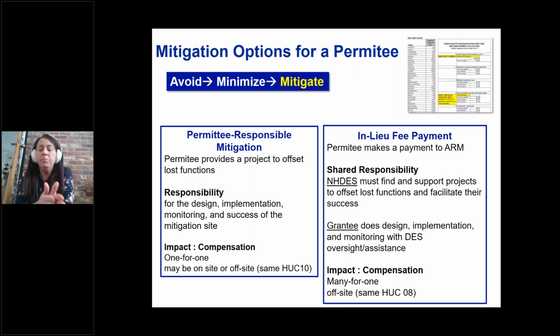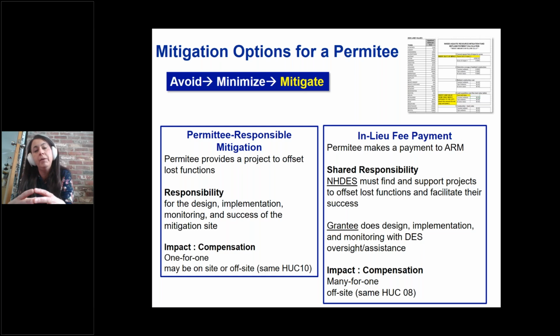So the ratio of impact to compensation is then many to one. So many impacts, the money is all pooled, the ILF payments are pooled into the ARM fund, which will then fund more of a handful of projects per grant round.